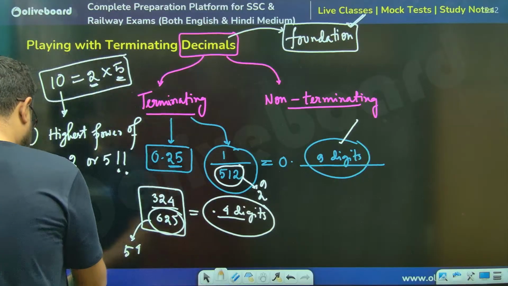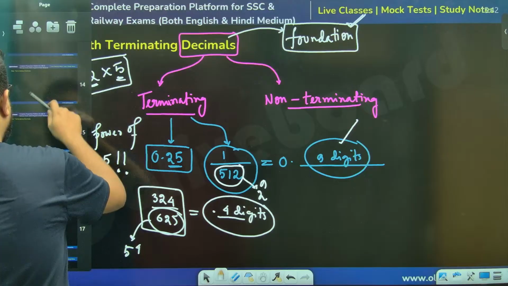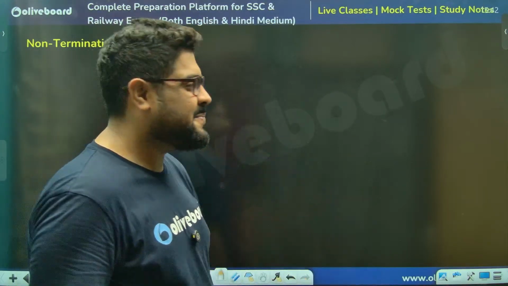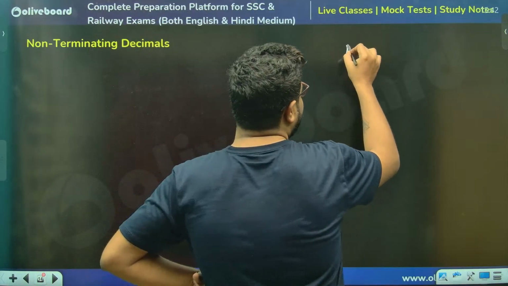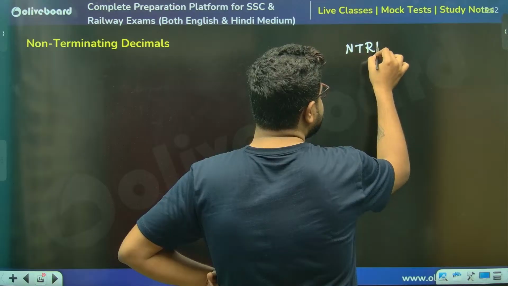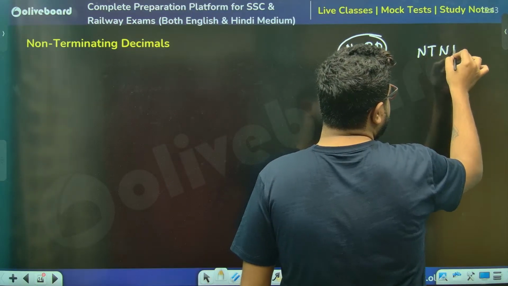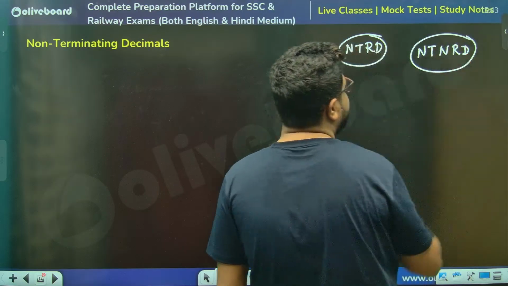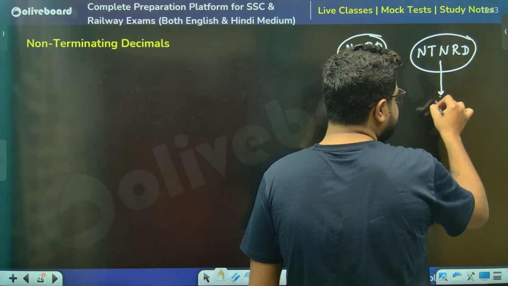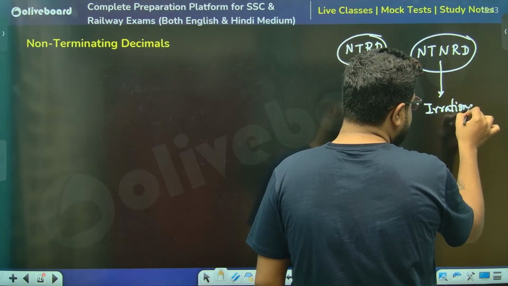Perfect. Let's move into the elephant in the room, that is called non-terminating decimals. Non-terminating decimals are of two types. One is called non-terminating repeating decimals. Another is called non-terminating non-repeating decimals, NTNRD. With NTNRD we don't really have many things to do. These are all irrational numbers.